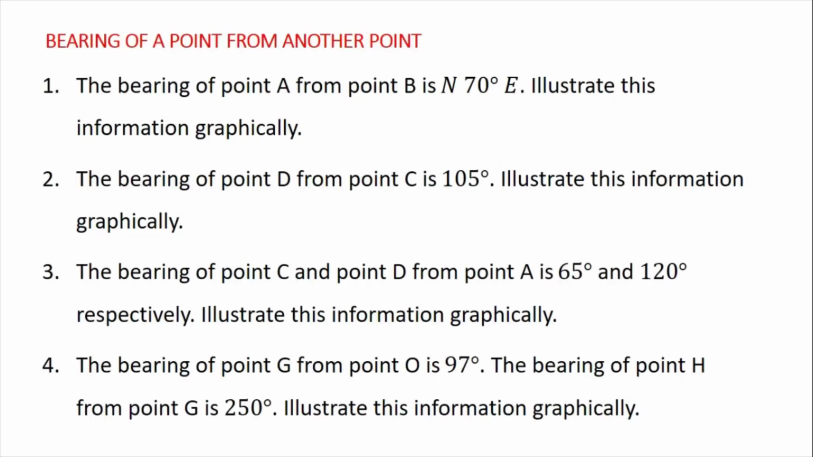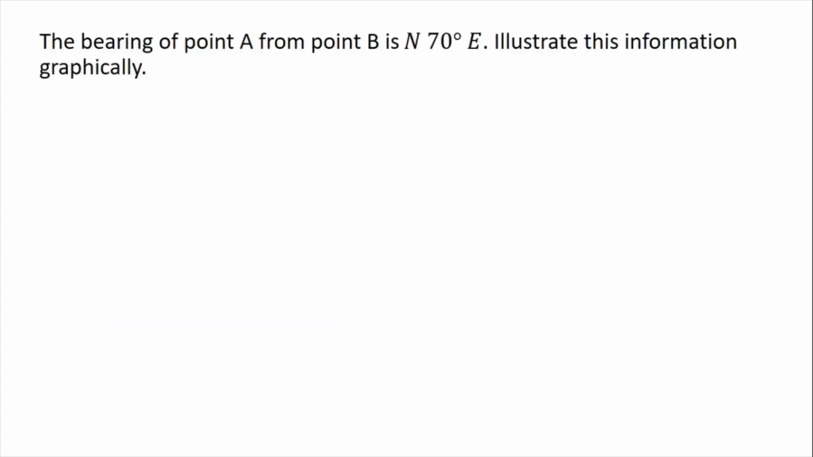So you have the bearing of a point from another. We have been given 4 questions here. We will solve them one after the other. We will solve the first 2 in this video, then we solve the others in the subsequent videos. So let's look at one of the questions for this video. The bearing of point A from point B is north 70 degrees east. Illustrate this information graphically. So we are supposed to illustrate this compass bearing on a diagram.